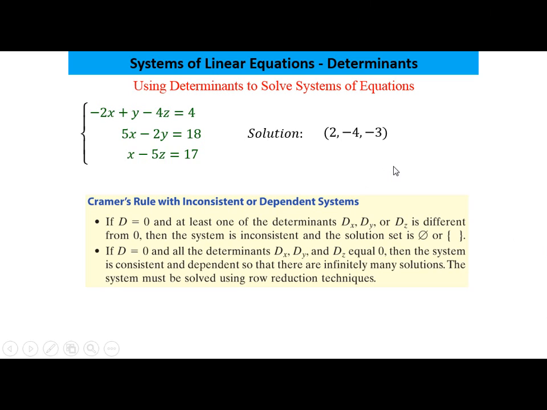Something else that's important is your determinant cannot be 0. If it's 0, then we have something inconsistent. Just write determinant cannot be 0. Because then you would be dividing by 0, and the main rule of math is you can never divide by 0.